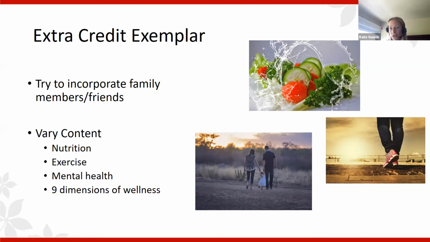Some of them are mental health related. So guided imagery activities, positive self-affirmations, meditation, those types of activities, but really trying to include these nine dimensions of wellness too.